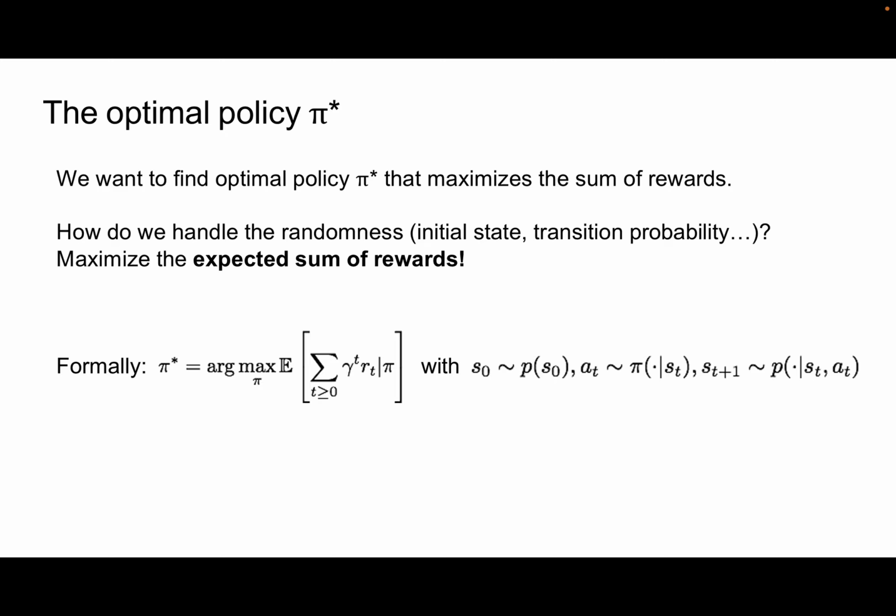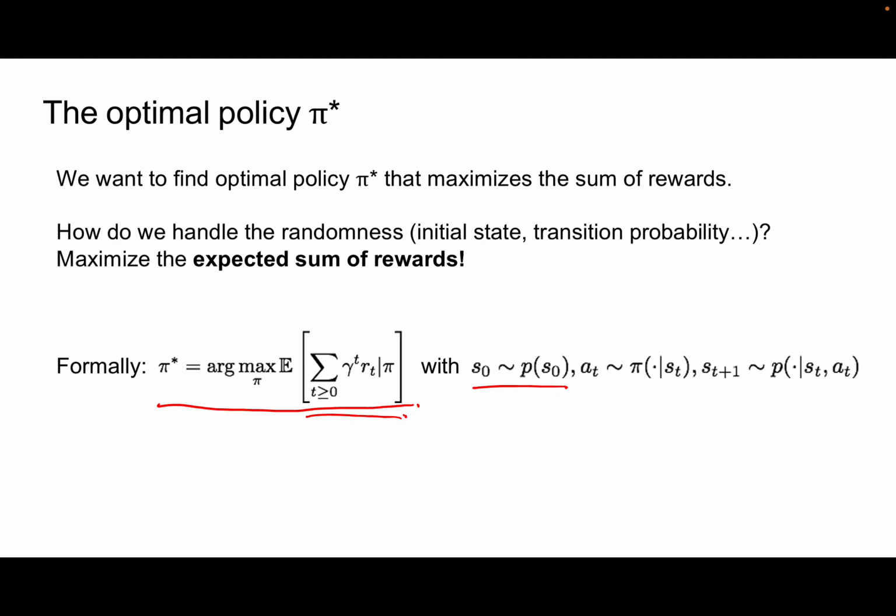And we want to find the optimal policy pi star that maximizes the sum of reward. How do we handle the randomness in initial state and transition probability? We can maximize the expected sum of reward. So formally, we can write it like this. In most of our problems, the goal is always finding the optimal policy network pi star. Mathematically, we can write: argmax pi, expectation of the cumulative discounted reward, right?